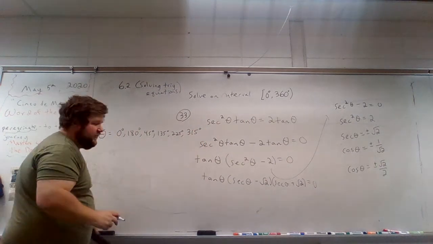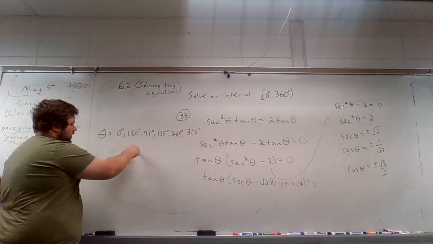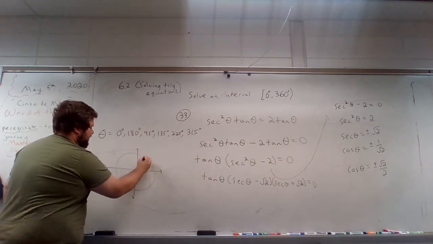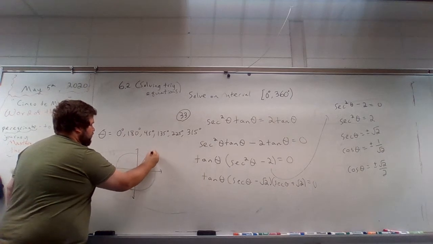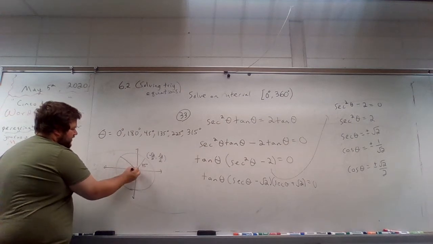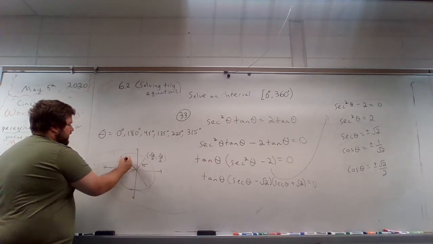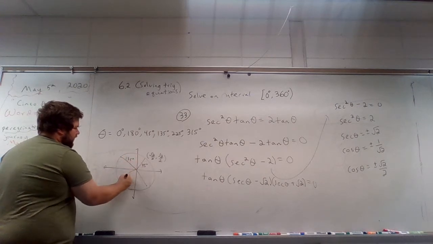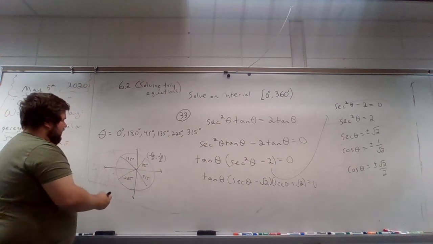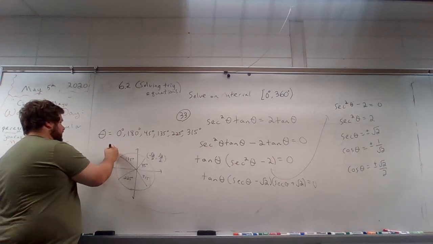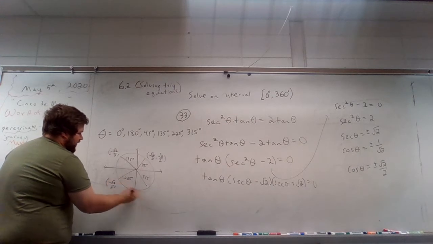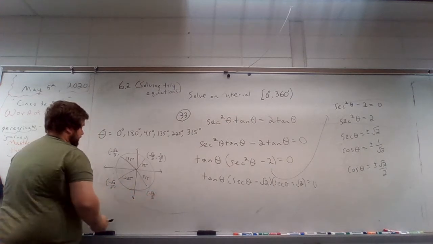So I'm talking about those places because those are my places where, at 45 degrees, I've got root 2 over 2, right? Cosine of 45 is root 2 over 2. And then I've got these other places at 135, 225, and 315 where I have that same thing happening. So here I've got negative root 2 over 2. Here I've got negative root 2 over 2. Here I've got root 2 over 2. Right, so on.